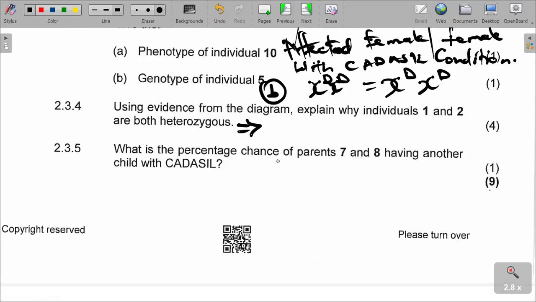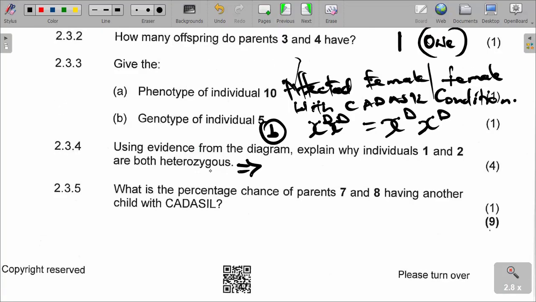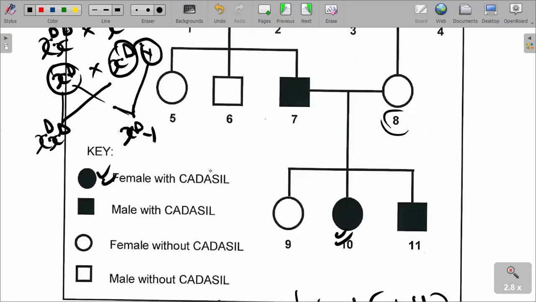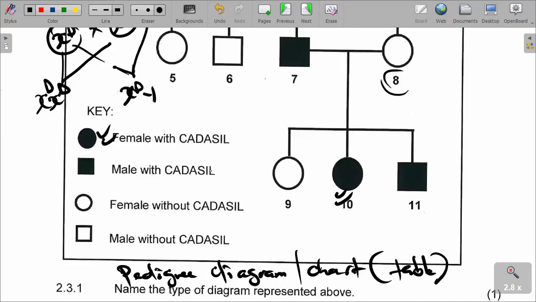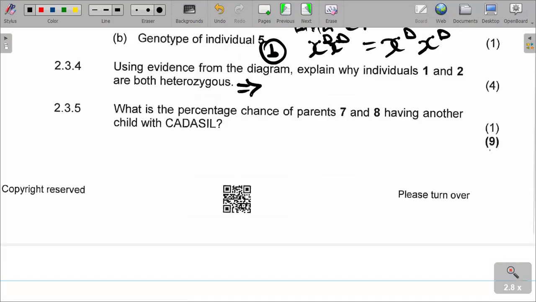What is the percentage chance of parents 7 and 8 having another child with the condition? It is going to be 3 over 4.